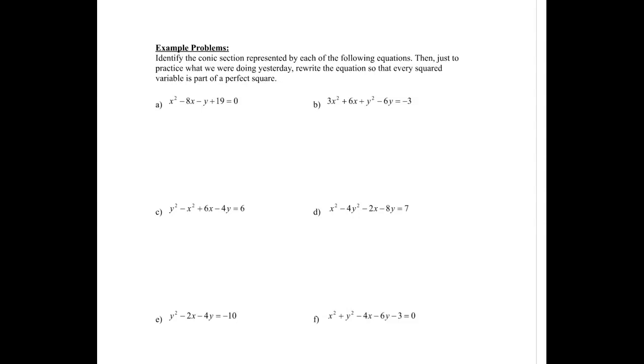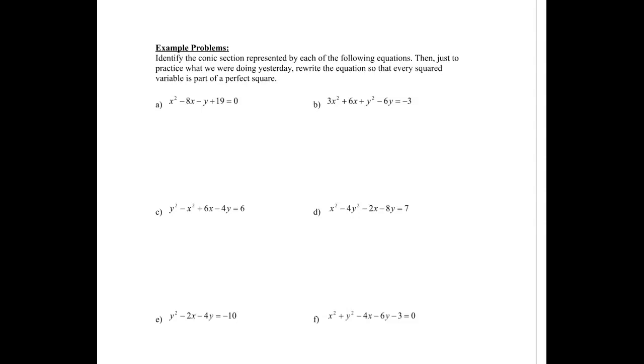All right, so let's look at some examples. Identify the conic section represented by each of the following equations, then just practice what we're doing a few days ago. Rewrite the equation so that every squared variable is part of a perfect square. Basically, we're going to be completing the square, is what I mean by that.